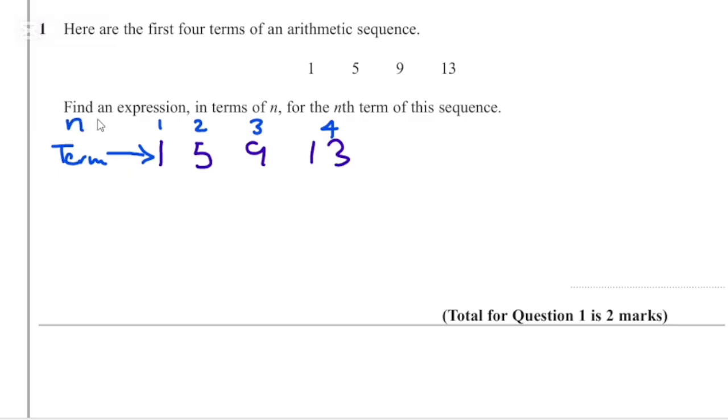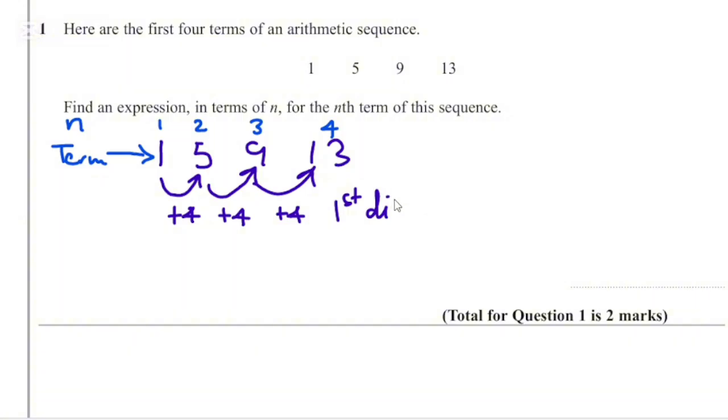Now, how are we going to find the expression for the nth term of this sequence? The first thing you are supposed to do is to find the first difference. The difference between 1 and 5 is positive 4. The difference between 5 and 9 is also positive 4. And here, the difference is positive 4, and this is called the first difference.